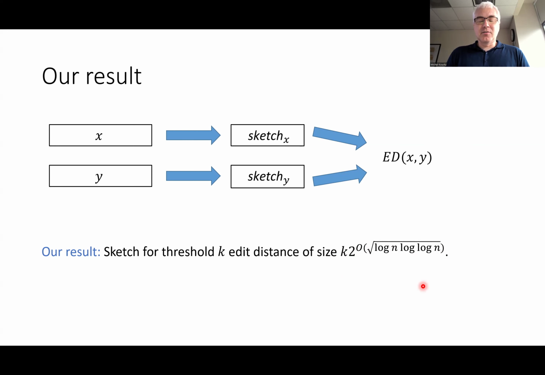The best you can hope for information theoretically is that you will have a sketch of size order k, or roughly k. So this is close to optimal in terms of dependence on k. Of course, we would like to improve this other term, but at this point, we don't know how.